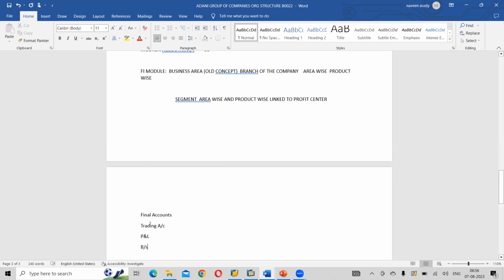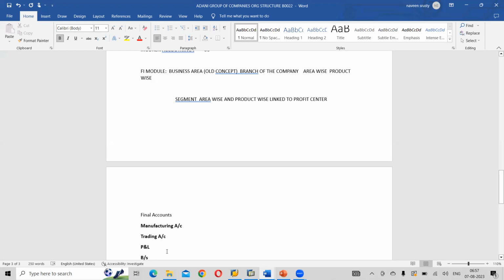What is trading account? Trading account is related to all the operation activities. Then what is P&L? P&L is related to expense and income. We have one more, manufacturing account. What is this? It includes the production activities, all the manufacturing activities, like producing goods. Then what about trading? Trading is like buying and selling, is it? Yeah, correct.